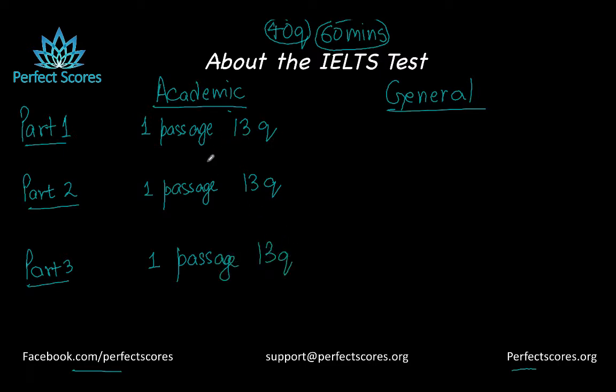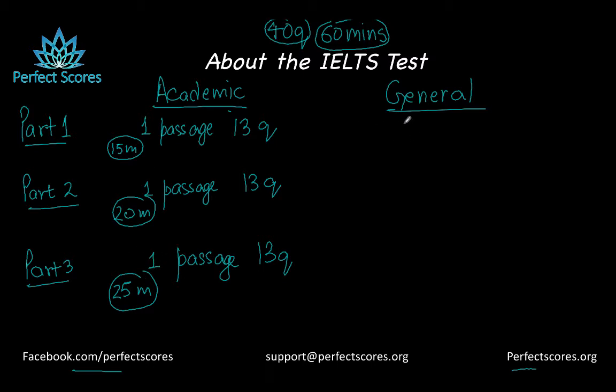Now the passages are not of the same difficulty level. Usually the first one is the easiest and the last one is the hardest. So instead of dividing these 60 minutes into 20, 20, 20, I always recommend students to give 15 minutes to the first passage in total, 20 minutes to the second one in total, including transferring the answers to the answer sheet, and 25 minutes to the last one because it's the tougher one. So this will take care of the level of difficulty. You can give extra time to the harder questions as well.